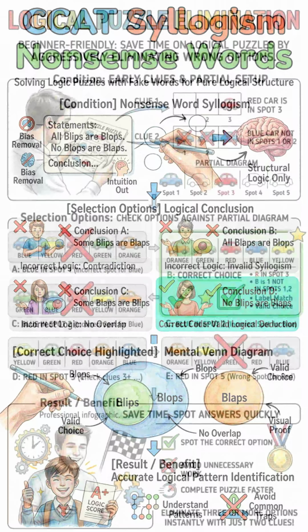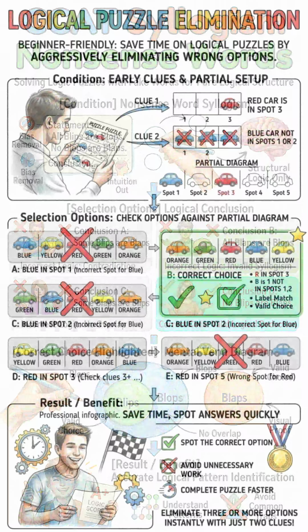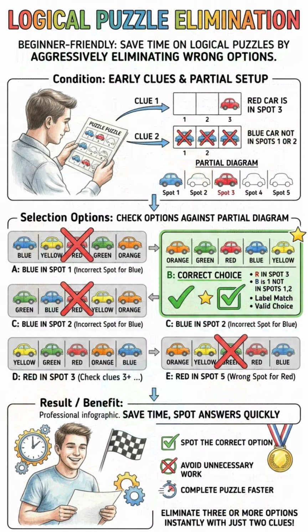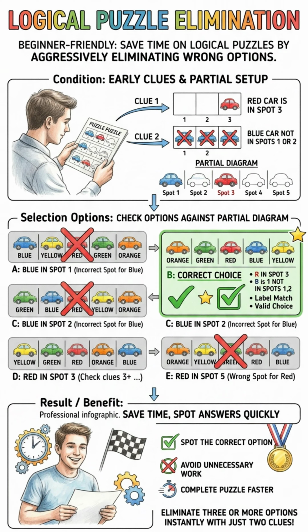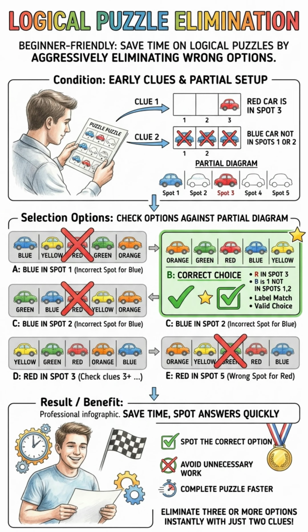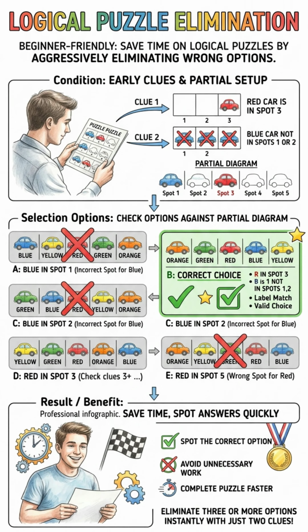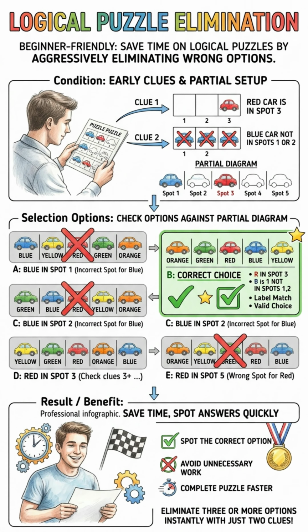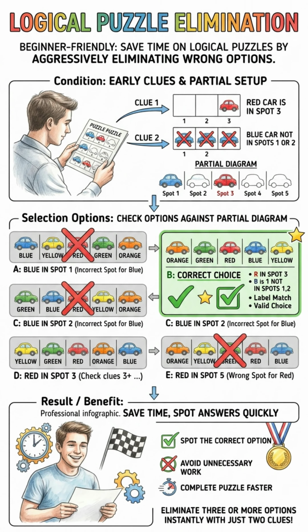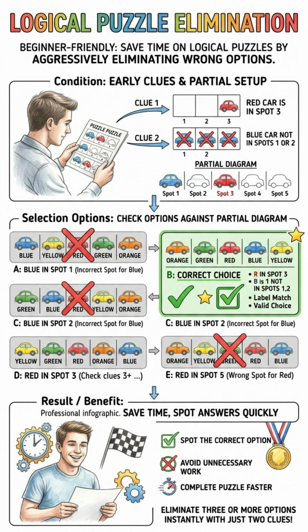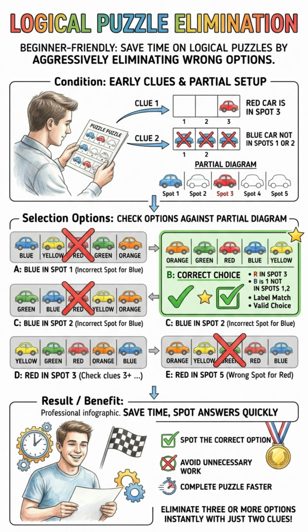A massive time-saving secret for logical reasoning puzzles is using the process of elimination aggressively. You rarely need to solve the entire puzzle or fill in every single blank dash to find the correct answer. Often, placing just the first 2 pieces of information correctly allows you to eliminate 3 of the 5 answer choices instantly. By constantly checking your partial diagram against the answer choices, you can frequently spot the correct option before you even finish reading all the clues.